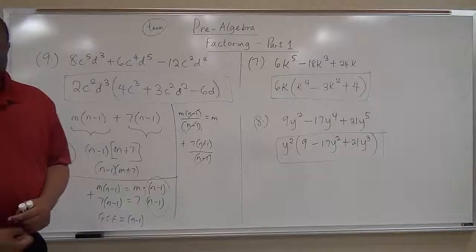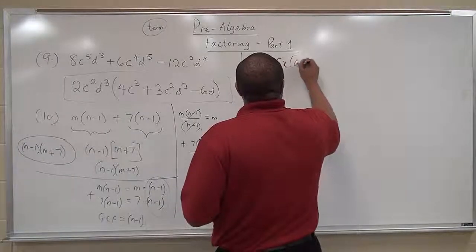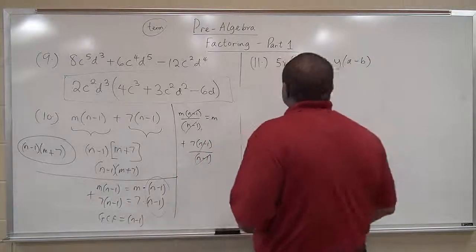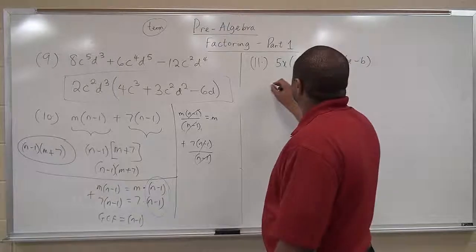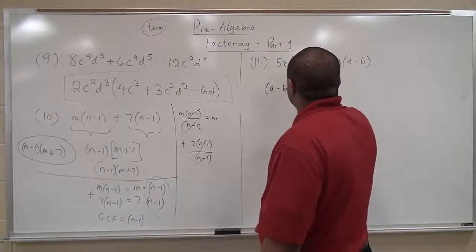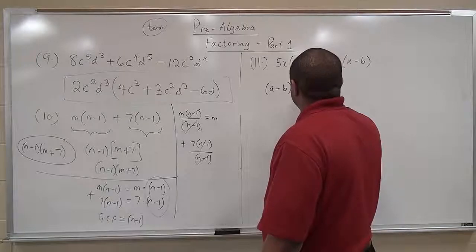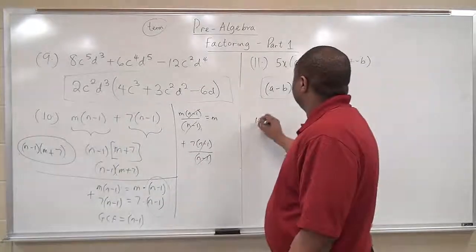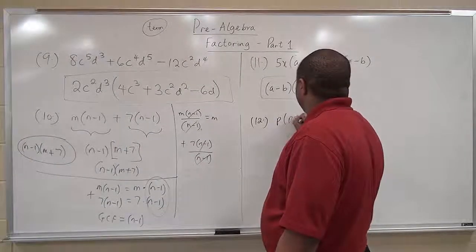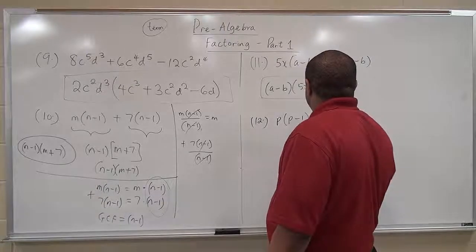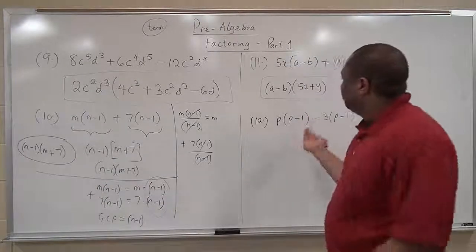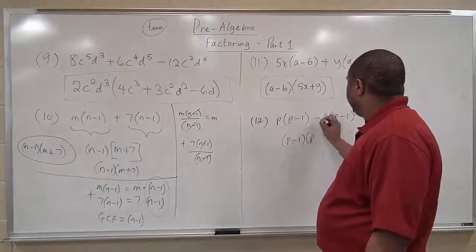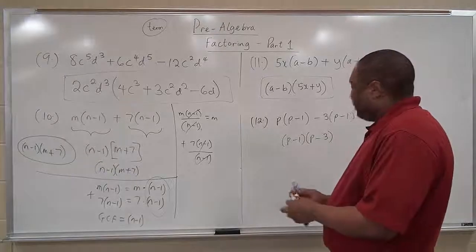We have 2 more questions to go. Question 11: 5x times (a minus b) plus y times (a minus b). So a minus b is common, and then you have 5x plus y. That is it. Next: p times (p minus 1) minus 3 times (p minus 1). What is the GCF? It's p minus 1, and what is remaining here is p, then minus 3. That is it.